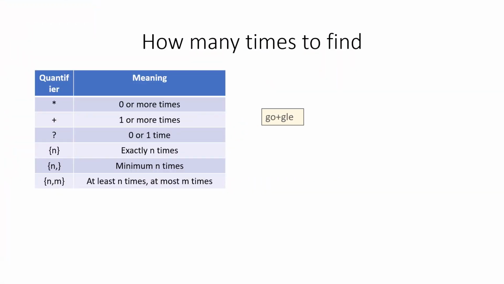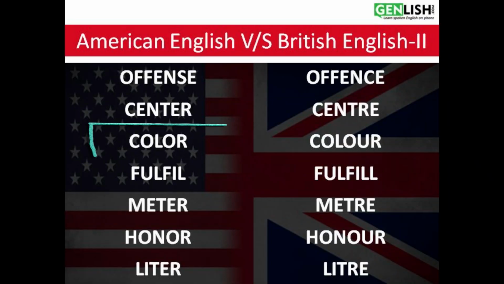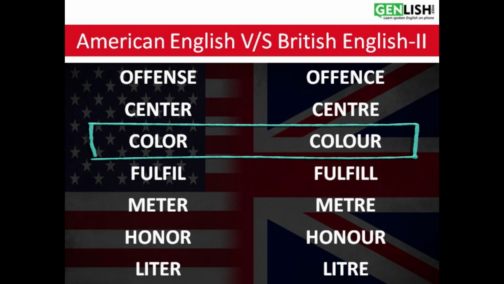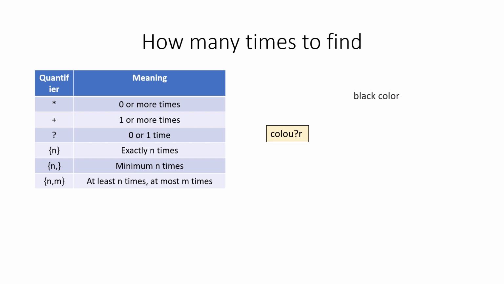Now coming to plus, if we are not sure if somebody can put one O or multiple O's, we can write GO plus GLE. So it will be positive for GOGLE, but it won't be positive for GGLE because at least one O has to be present. The question mark or the optional character can be used in cases where the spellings can differ. So color can be written as COLOR as well as COLOUR. In this case, we can put a question mark after U and it will detect both the spellings.